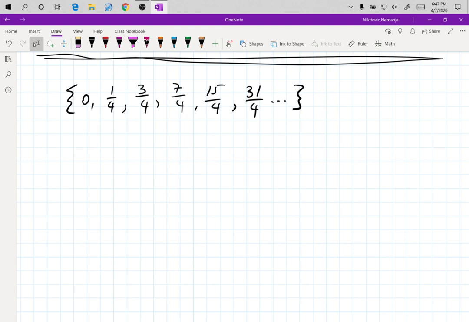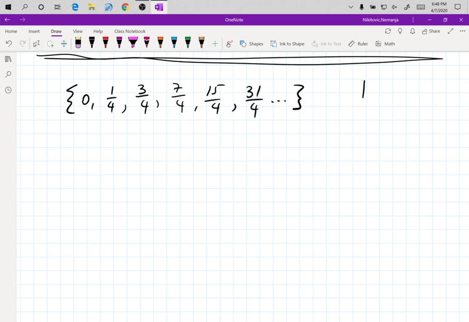Now let's learn some tricks. So the first obvious thing is that we have divided by 4 everywhere. So we're going to take a look at divided by 4. So we're going to have something.